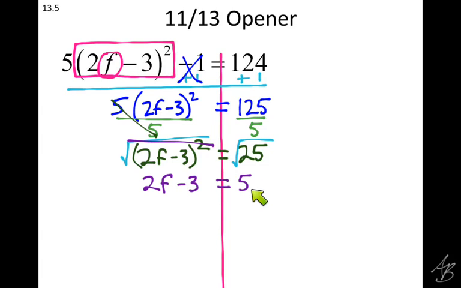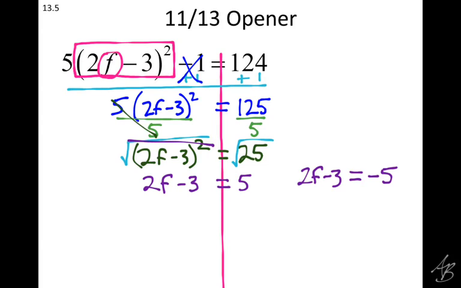Alright, so 5 times 5 is 25. So that gives us one answer. But we also need to remember that negative 5 times negative 5 is 25. So we're going to have another equation that's still going to have 2f minus 3 on the left side, but it has a negative 5 on the right side. So when we take the square root, we need to make sure that we write the positive equation and the negative equation. Does that make sense?